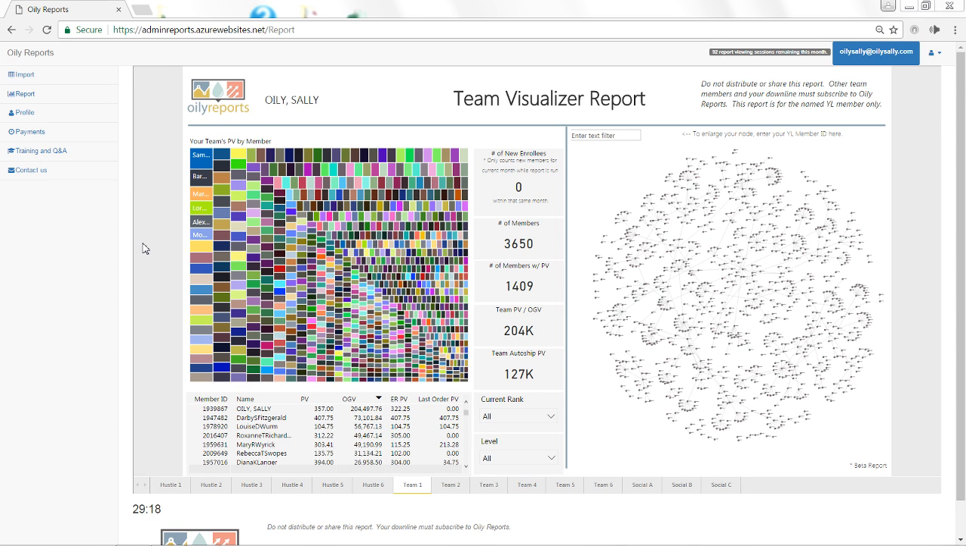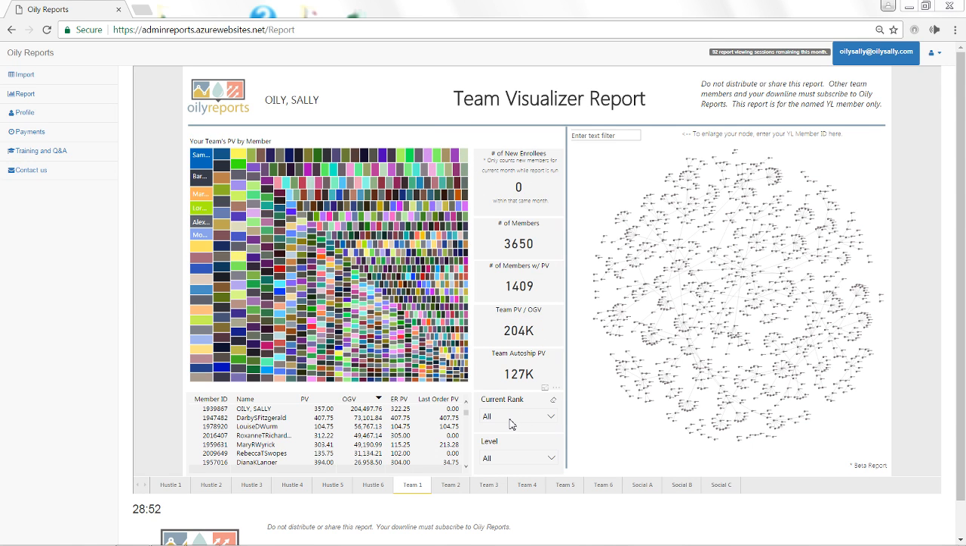Both members are important, but it's about understanding the makeup of your team. You could say these 15 people make up, let's say, about 10% of your team's OGV, whereas over here it takes 40 individual people's purchases to make up 10% of your team. So that's one thing that you can do.